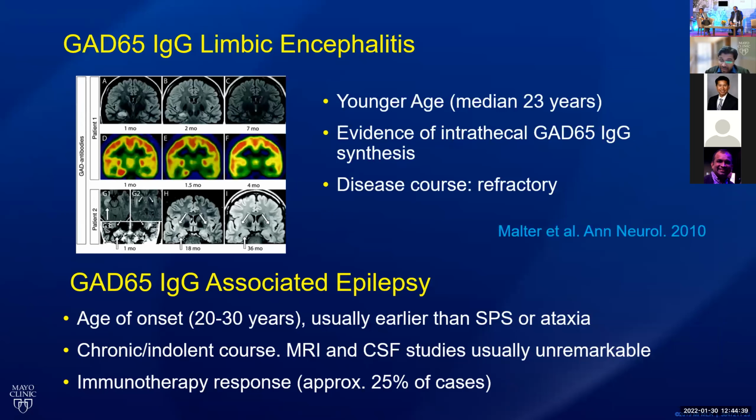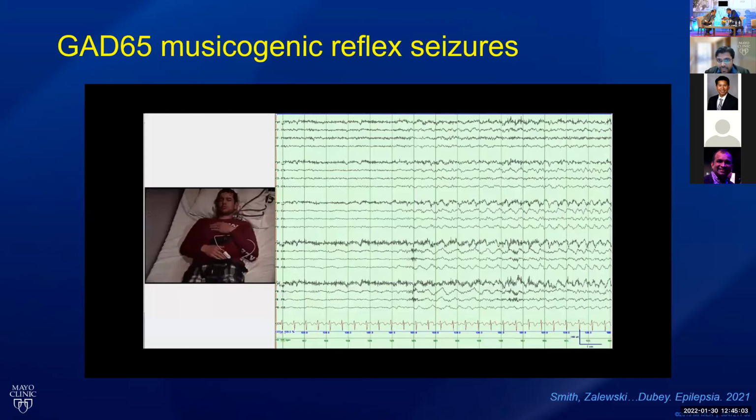Another antibody which has been around for quite a while, we know it has been described more comprehensively in association with cerebellar ataxias and stiff person syndrome, but it can also present with limbic encephalitis. Many of these patients can have a more indolent course without significant encephalitis features, just presenting as epilepsy. And we recently described a cohort of cases with musicogenic reflex epilepsy who had GAD65 positivity. So this seems to be a unique seizure physiology which can be seen in the presence of GAD65.